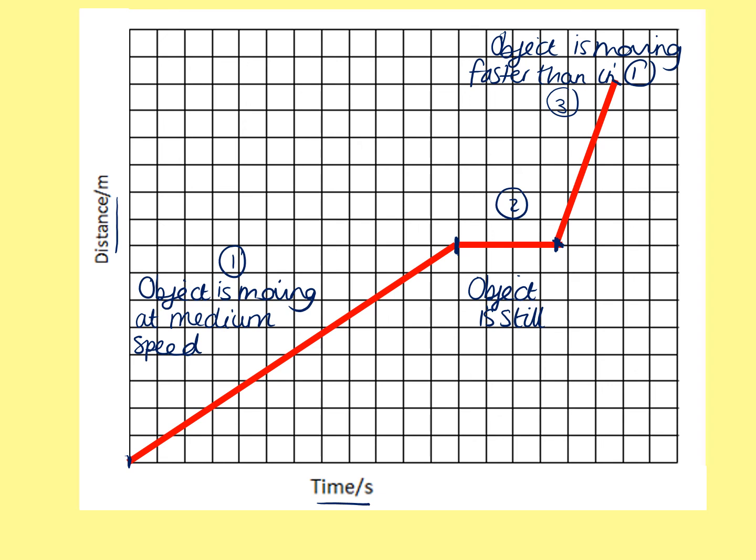Now you could always add a little bit of a story with this. You could say that a person was walking slowly to the shops. When they got to the shops, they stood still and then they ran home. And that implies that they're moving at a medium speed to start with, then they're still, and then they move fast on the way home.